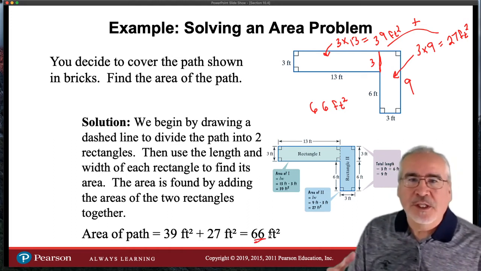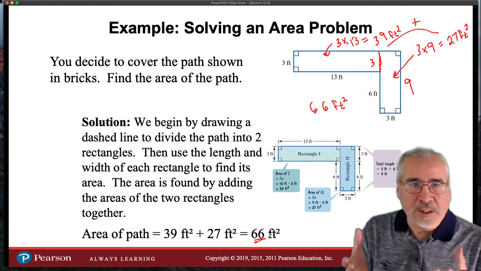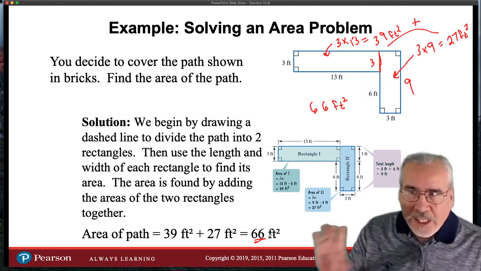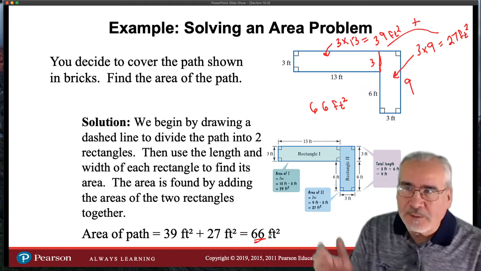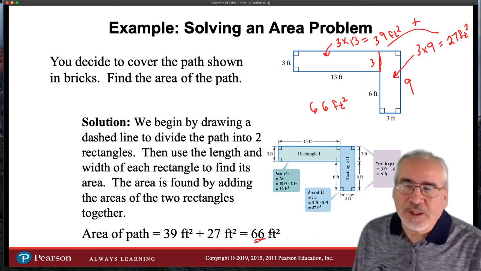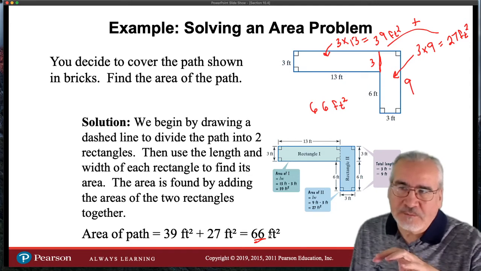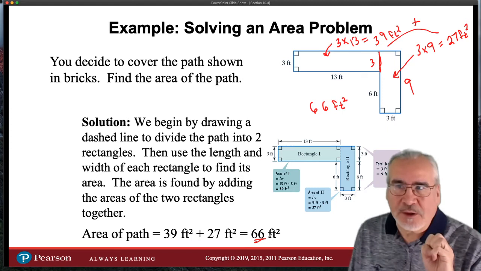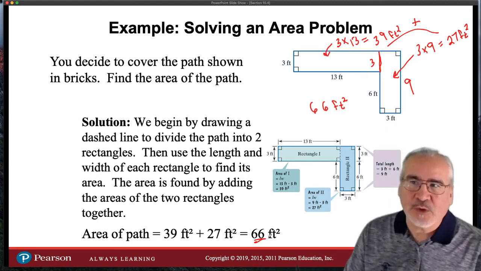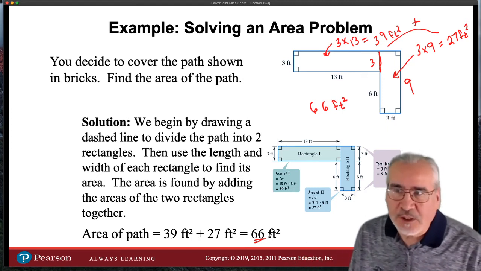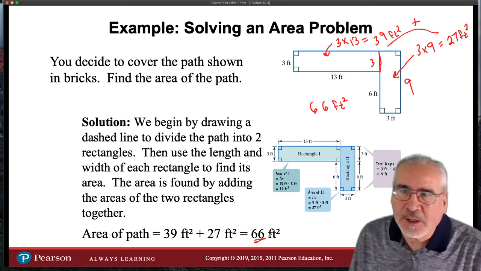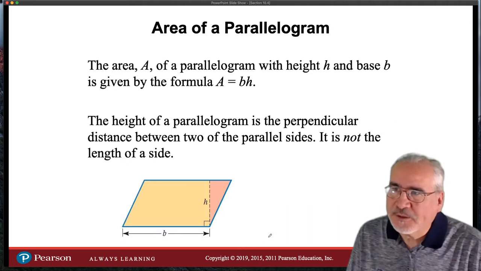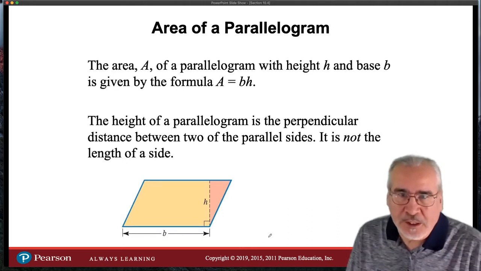So part of your problem solving is going to be, you'll be given shapes like this, figuring out how to cut it up into pieces. Take area here, here, add them together. I'll look at the homework, but you can also take a piece out. So sometimes you find the two areas and subtract them, but you just have to look. And again, it's a sort of problem solving, but you'll be able to get through those. Okay. Area of a parallelogram.